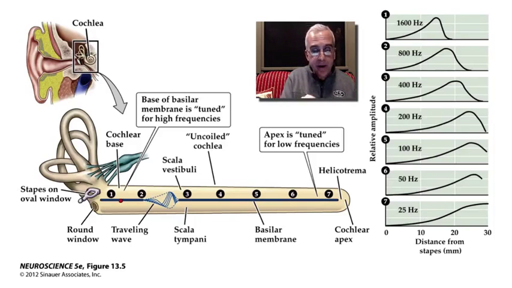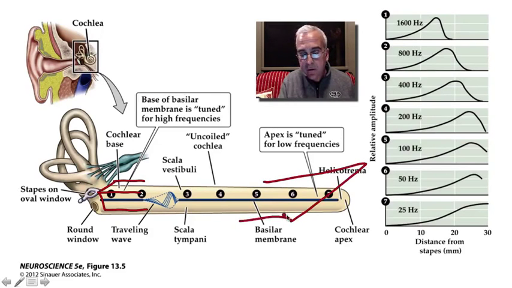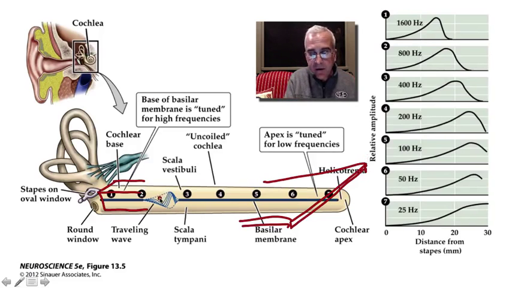So near the base of the cochlea, the basilar membrane is considerably thicker and stiffer than what we find at the apex. At the apex of the cochlea, the basilar membrane is broader and it's much thinner than what we find at the base.